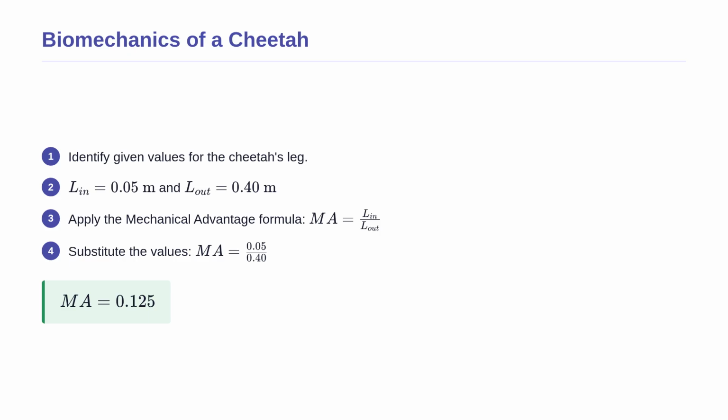We substitute these values into our equation, placing the short muscle attachment distance on top and the long leg length on the bottom. The final answer is 0.125. Physically, this very low number means that for every small contraction of the muscle, the paw swings through a massive arc at incredibly high speed, sacrificing pushing power to maximize velocity.